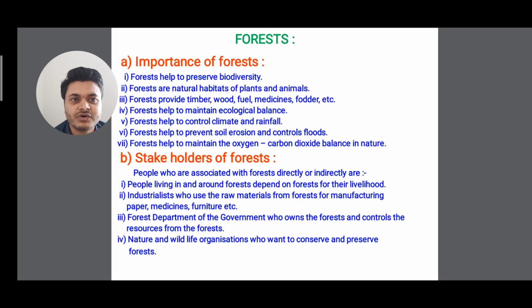Next, the third point is the forest department of the government, who own the forest and control resources from the forest. The forest department also checks the activities in the forest and controls them. Next is nature and wildlife organizations who want to conserve and preserve forest. There are different organizations who conserve and preserve forest. So these are the importance of forest and the stakeholders of forest.